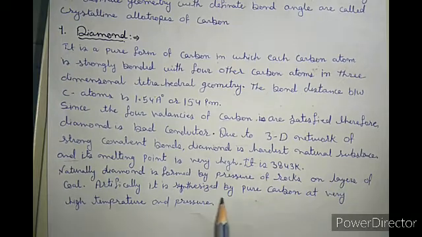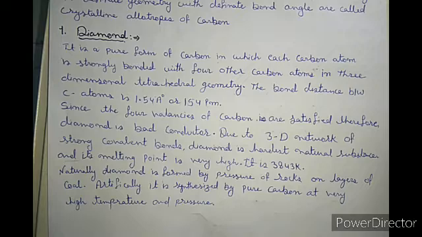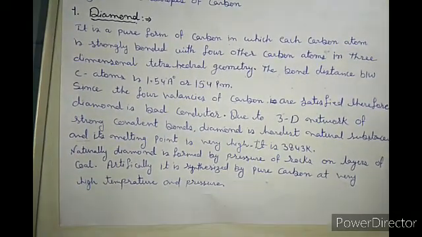So because of the pressure of the earth crust, coal is converted into diamond. Artificially, it is synthesized from pure carbon at very high temperature and pressure, in factories. But let me clarify: artificial diamond is smaller in size than natural diamond, because the earth crust pressure is much higher than the pressure we can create in our labs or factories.